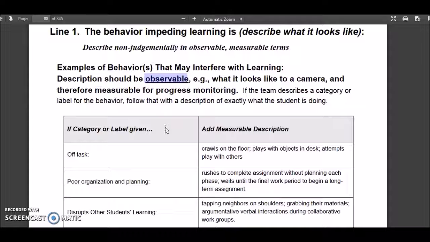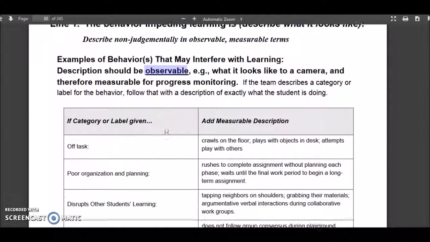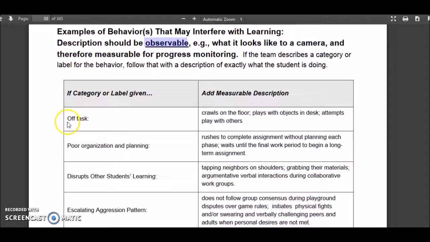Sometimes when we identify the behavior as a team, it's more of a category, like being off task. And that's fine, but we have to write a description of what off task is. How is the student off task? Is he off task by just sitting down and doing nothing? Is he off task by crawling on the floor? Is he off task by playing with something? Because this will make a huge difference when we try to decide on the ways to support the student.